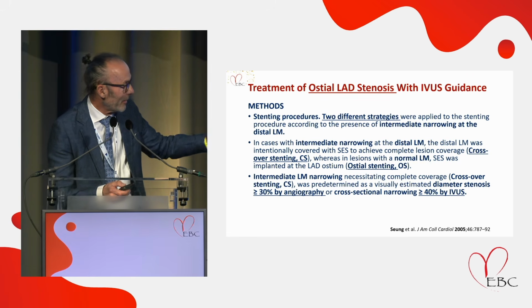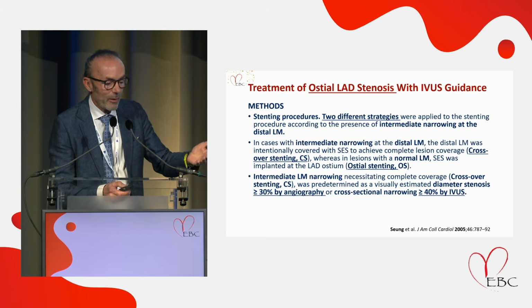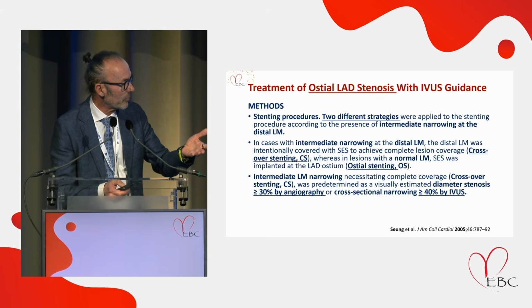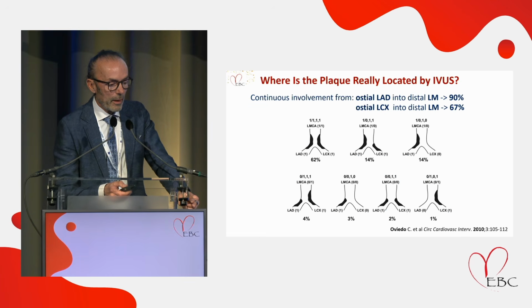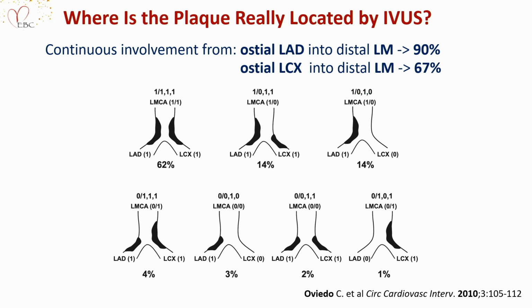I did crossover in the majority. Why in the majority? Because 5 years later, in 2010, IVUS was strongly encouraged. Oviedo presented this paper 15 years ago. He discovered where the plaque is really located: the continuous involvement from ostial LAD into the left main is in 90% of the cases. You see 62%, 14, means 90%, and the circ 67. So theoretically, we should do a crossover in ostial LAD lesions in 90% of the cases.